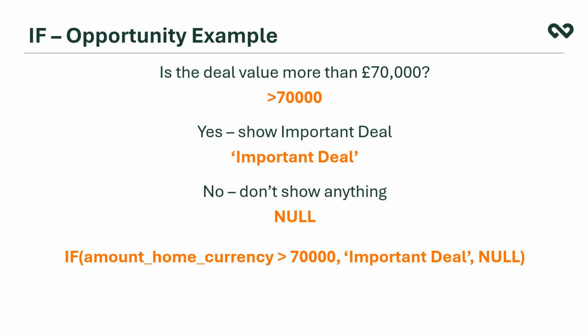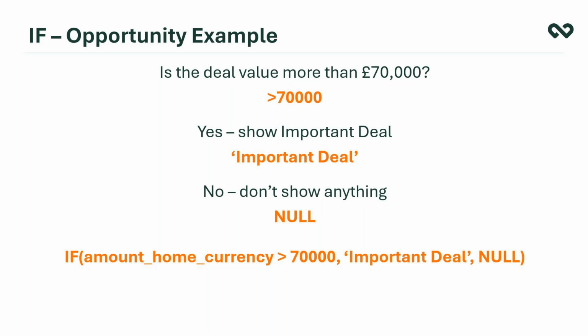Now, this formula says if the amount home currency is greater than 70,000, put important deal, if not, put null. Now, you also notice that even though we're looking at currencies, I've not had to add the currency symbol. This is particularly useful, especially when you're dealing with multiple currencies.